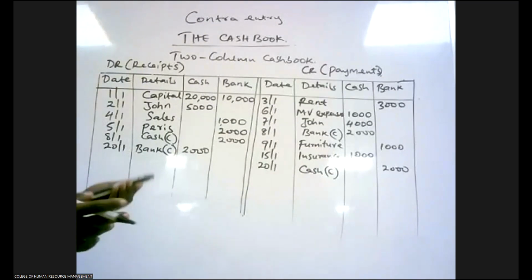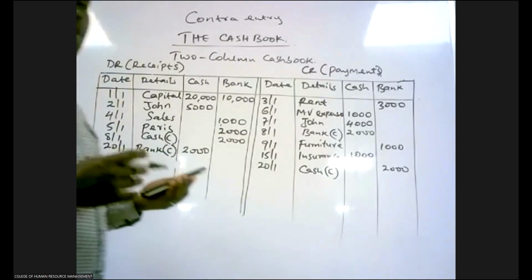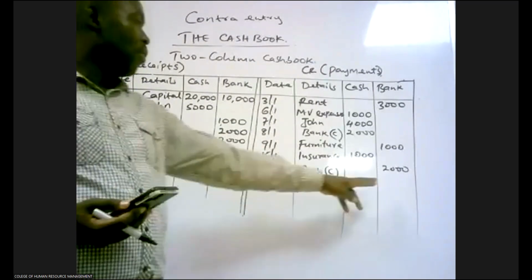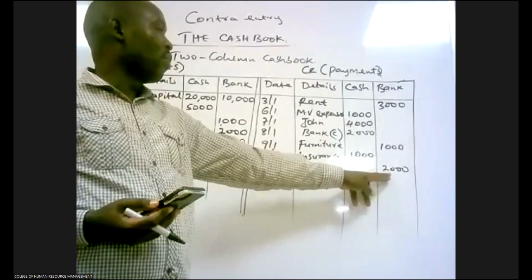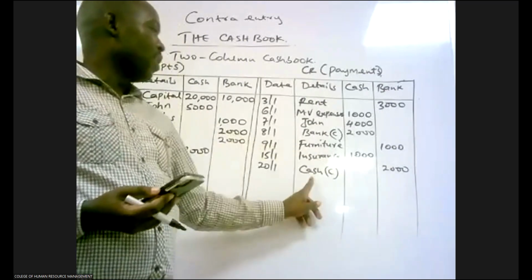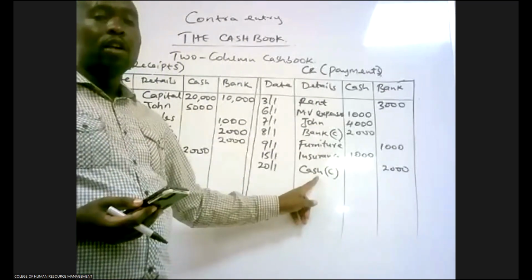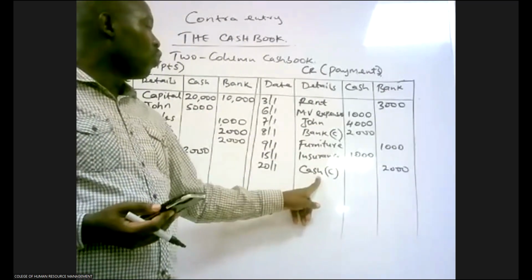That is all. So that is how we do it. Where the money is being withdrawn from, you put the figure there. And here you write where it is going. Here it is where it is going. It is going to cash.